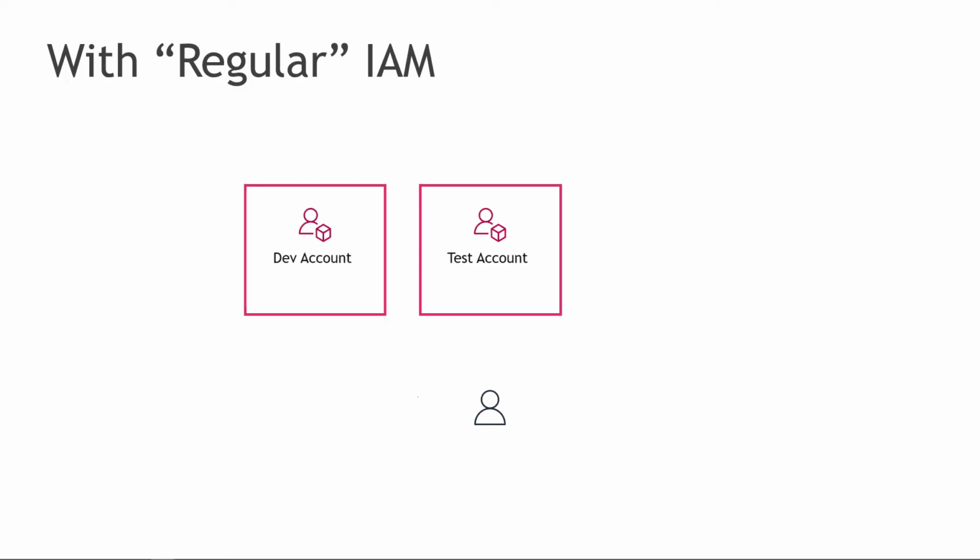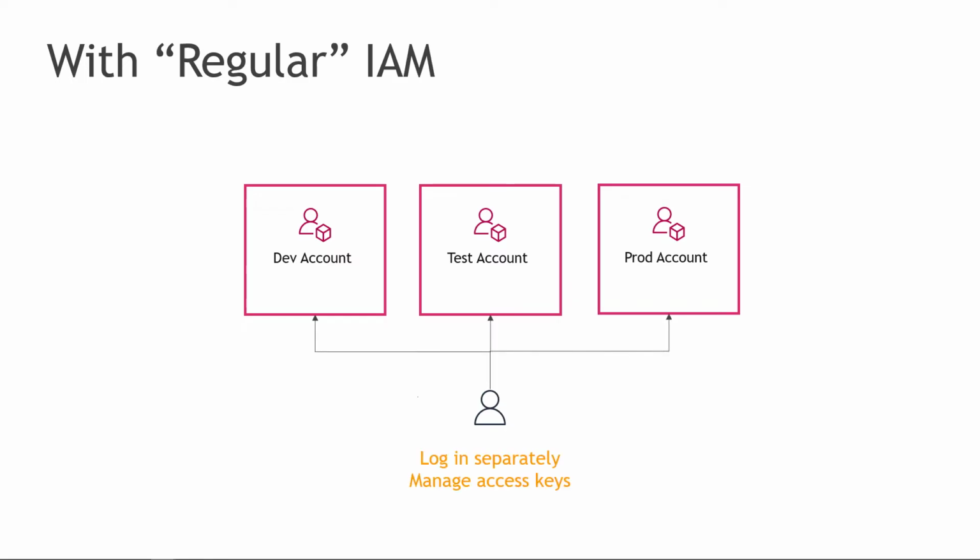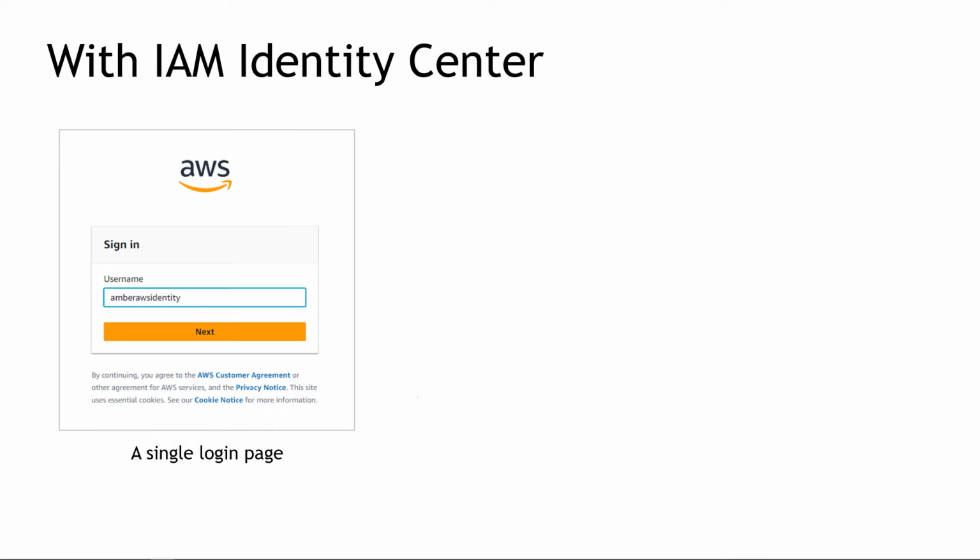Without Identity Center, if we have just the quote-unquote regular IAM, let's say that you have 3 accounts: a dev account, a test account, and a production account. If you need to switch between those throughout your day, then basically you need to log into each one of them separately. You also have to manage your secret access keys and access key IDs separately as well. And this could get pretty tedious, even with just 3 accounts. If you have an entire development team doing the same thing, then it's just a little bit painful. With Identity Center, life is much simpler.